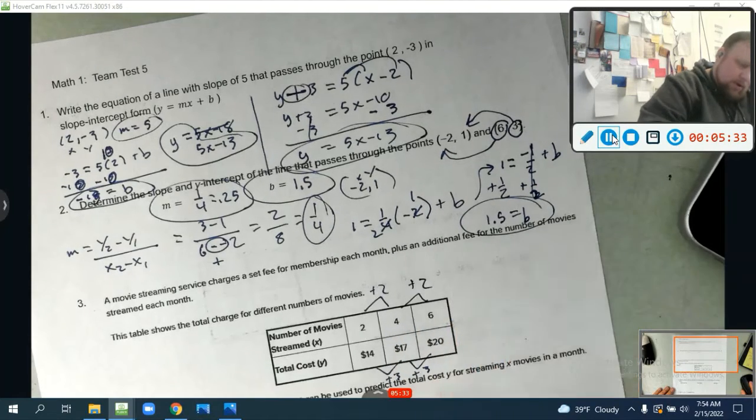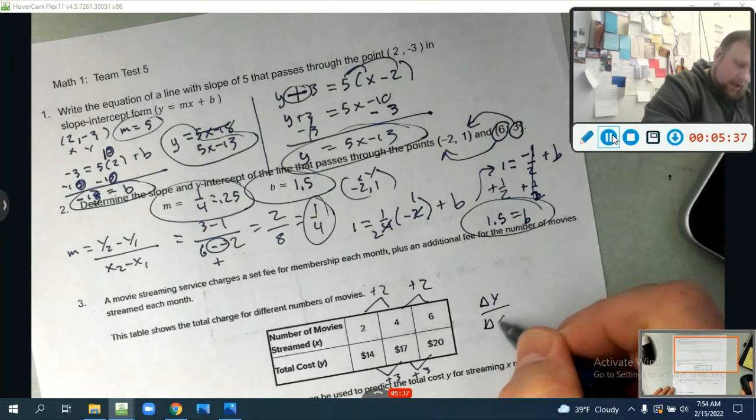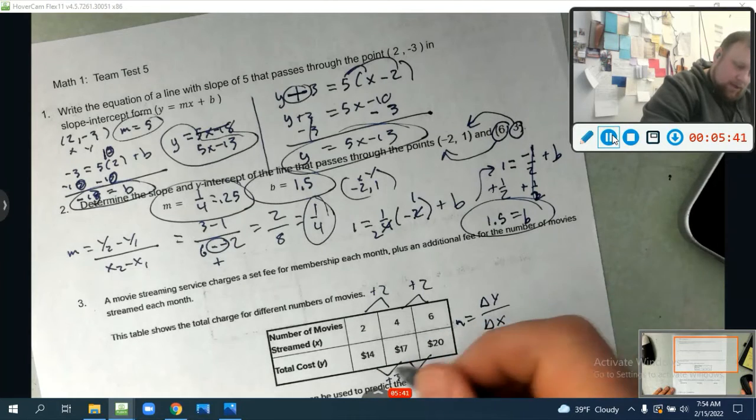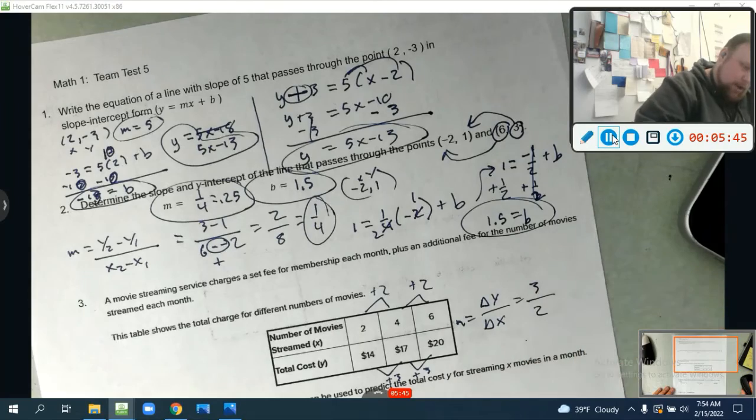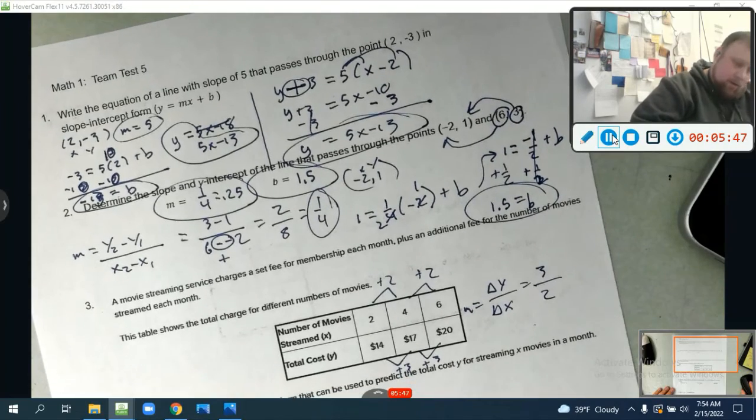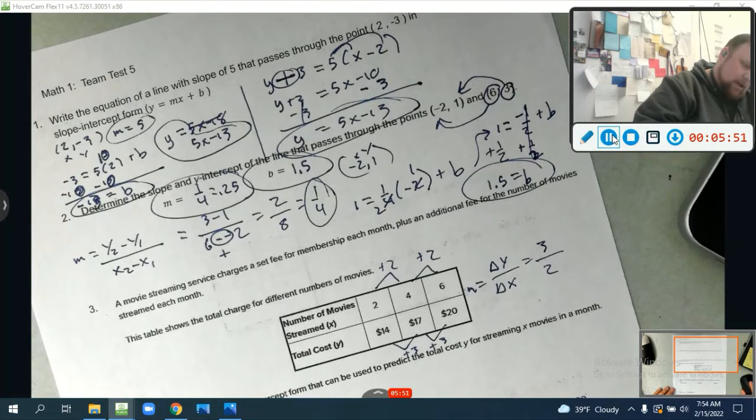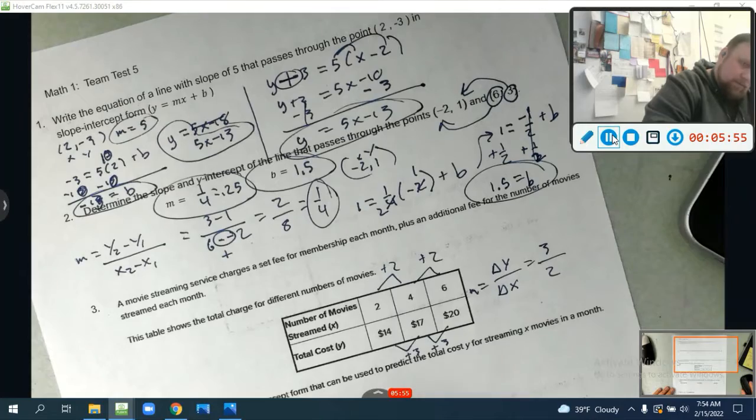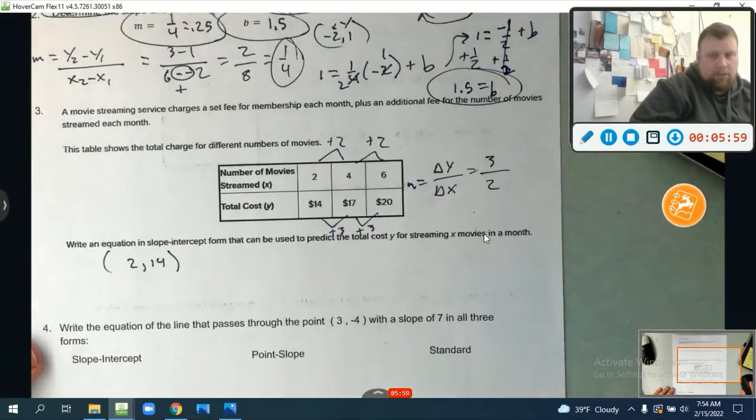So here's the deal. Change in Y over change in X is my slope, which means my change in Y, the Y is on the bottom here, is 3. My change in X is 2, so it's 3 halves, or 1.5. In this case, I'm going to pick the point (2, 14). Can you see that? So I've got my slope, I've got (2, 14).